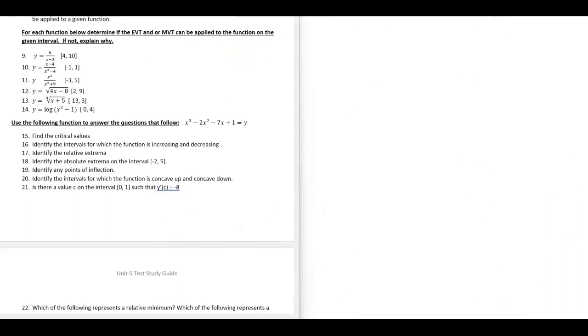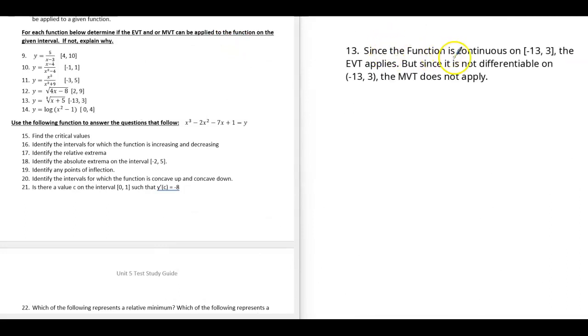Okay, so how would I answer this particular question? For this one, I would say, since the function is continuous on the closed interval, -13 to 3, the EVT does in fact apply. However, since it's not differentiable on the open interval from -13 to 3, the MVT does not apply. So this is one where the EVT applies. In other words, there is some maximum and minimum value on the interval, but we can't really be certain that there is a tangent line that's parallel to the secant line somewhere on that interval. All right, so there's that.